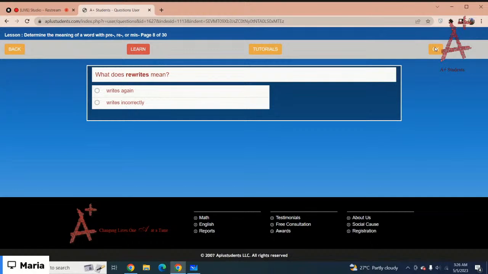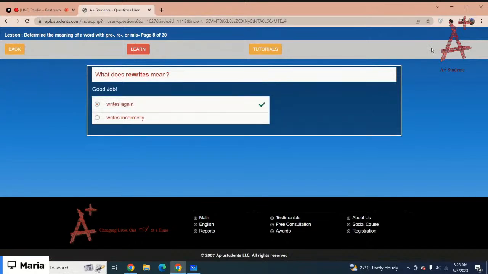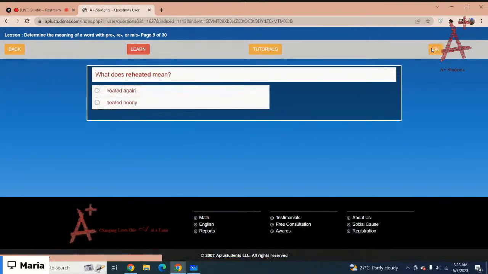What does rewrite mean? Write again, write incorrectly. Write again. Re means again. It would be option number one. Write again. Option one is the correct one.